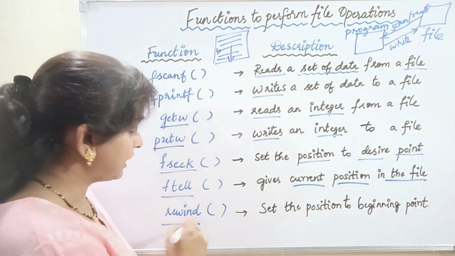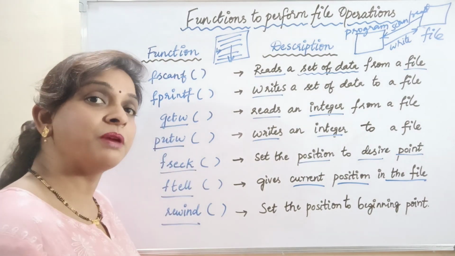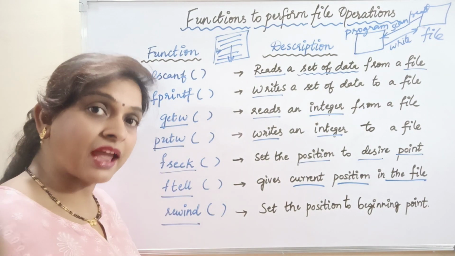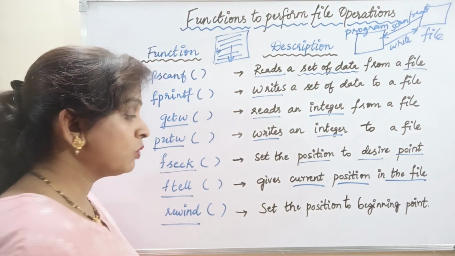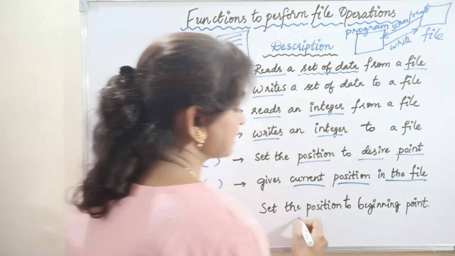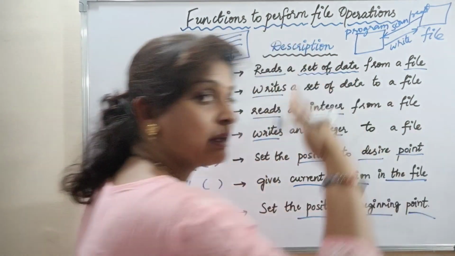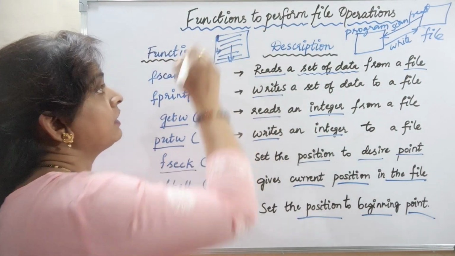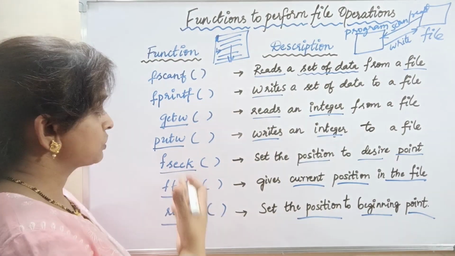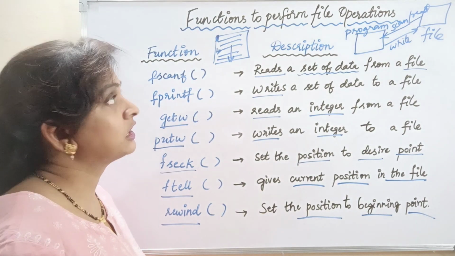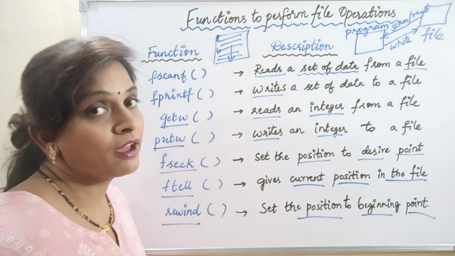Next, rewind. I want to get the data right from the beginning. So the pointer is somewhere else, at the end or in between. What I'll do, I'll rewind the pointer, which means I can set the position to the beginning point. From the beginning point I can start. So these are the functions that I have to operate on files.